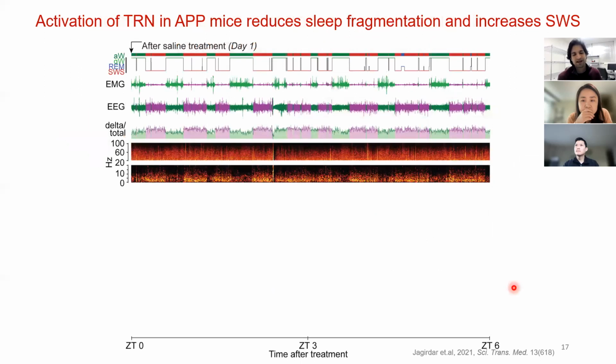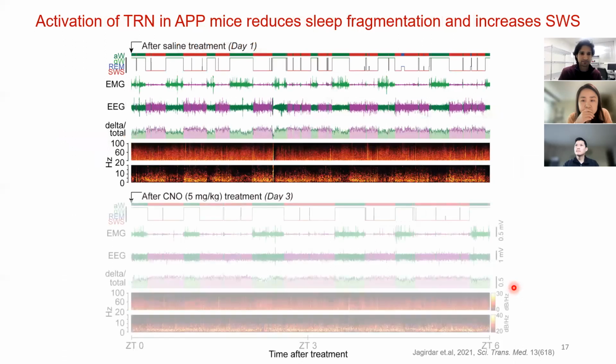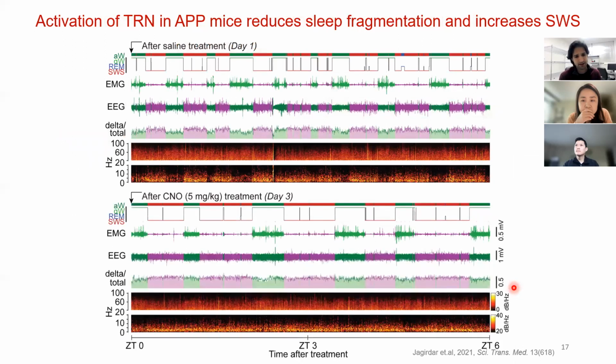What we found after acute activation of TRN using a single dose of CNO is that with the CNO treatment, we saw an increase in slow wave sleep in our APP mice and a decrease in the number of awakenings. This is basically the first 6 hours after treatment, where the treatment started at zero, at 7 a.m. in the morning. On day 1, as its own baseline, we saw an increase in the number of awakenings, as usual in APP mice. And on day 3, we saw a strong reduction in the number of awakenings. And you can see here how the slow wave sleep is so smooth and less interrupted in comparison to day 1.